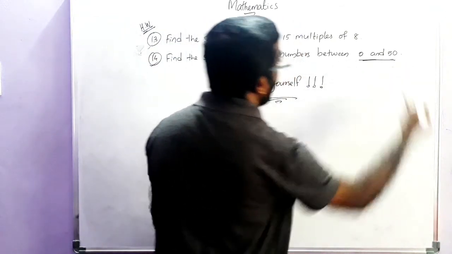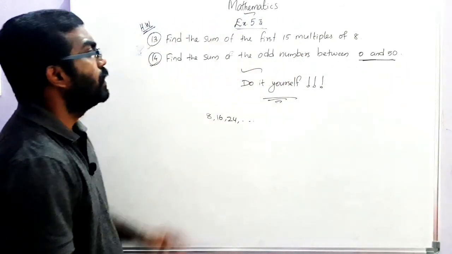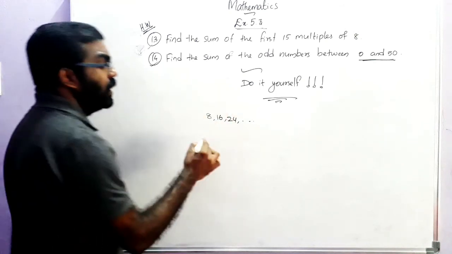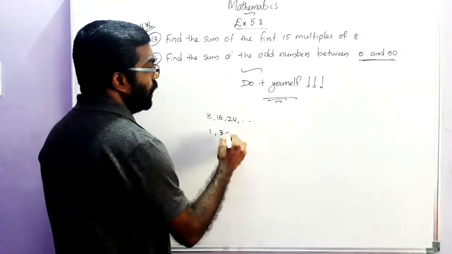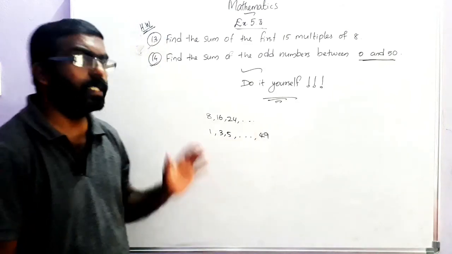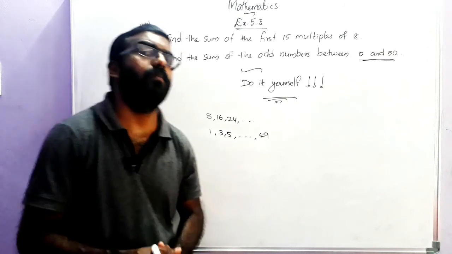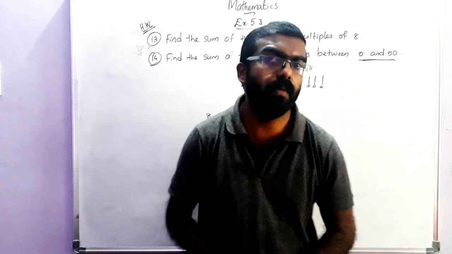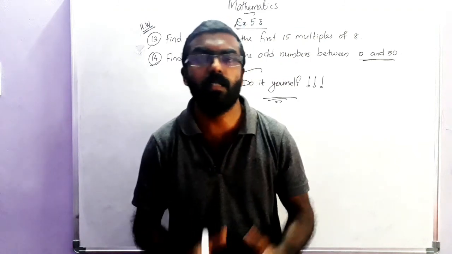And in the second case, find the sum of the odd numbers between 0 and 50. So you have to find the sum of odd numbers that lie between 0 and 50. That is 1, 3, 5, etc., 49. Okay, so this is also an AP, so you can find the sum using the formula. So do it yourself. Okay, the remaining questions we will discuss in the next video, that means the part 3 video.